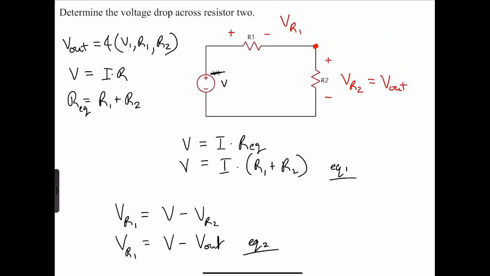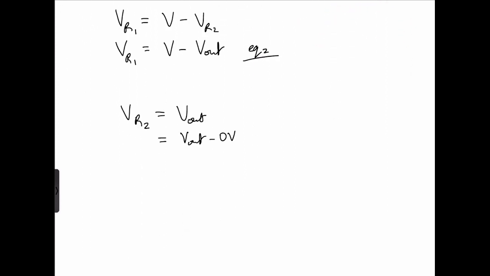So remember, this point right here is VR2. So VR2 is equal to V out. So this point is either V out or VR2. And that voltage is basically the difference between this point and this point. So that would be V out minus 0 volts, which is equal to V out. So the voltage across R2 is V out. So then VR2 is equal to V out. So we can call that equation 3.